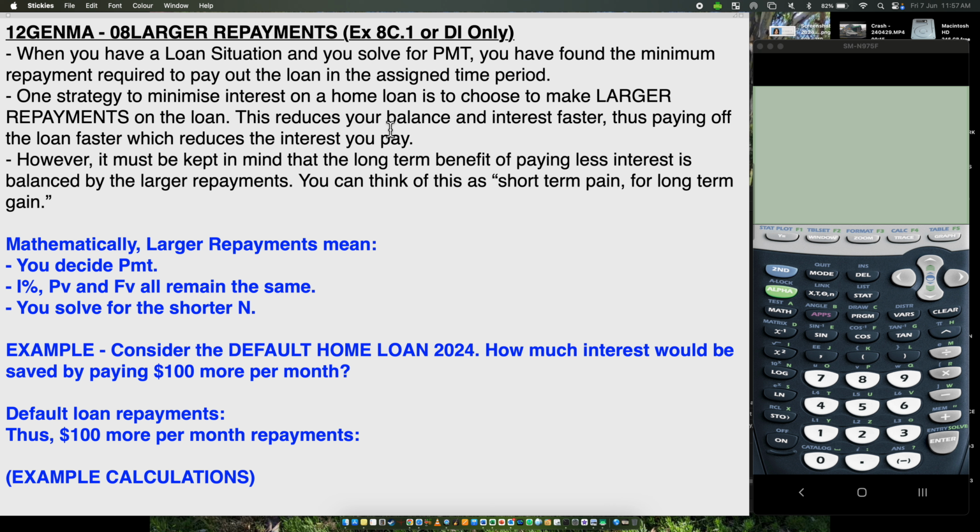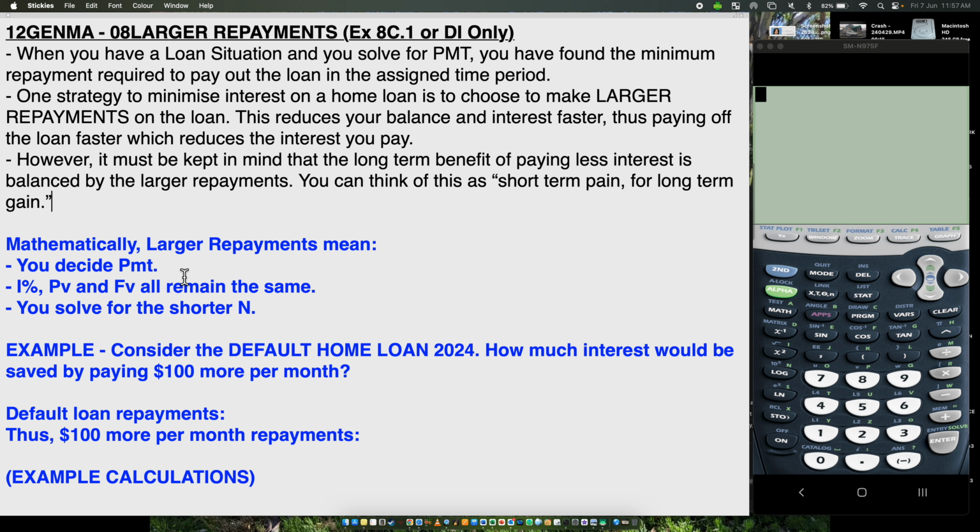One strategy to minimize interest on a home loan is to choose to make larger repayments on the loan. This reduces your balance and interest faster, so paying off the loan faster, which reduces the interest you pay. But it must be kept in mind that you're getting a long-term benefit of paying less interest, but that's balanced by paying more each time. So you can think of this as short-term pain for some long-term gain.